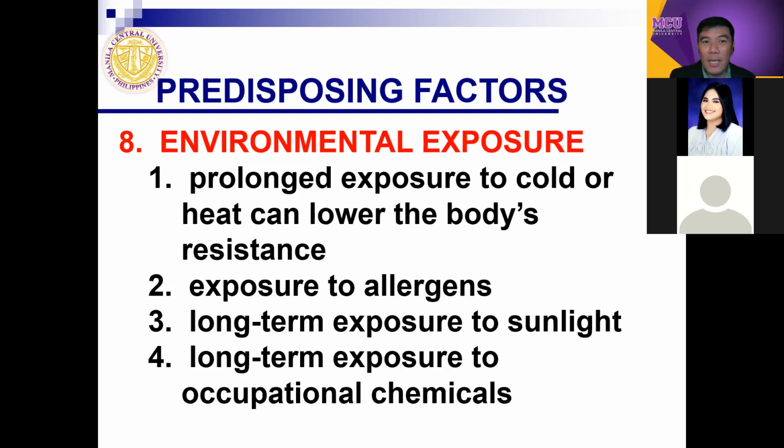Long-term exposure to sunlight, environmental ito because of the UV light that may cause a problem with the integumentary system. At long-term exposure to occupational chemicals, environmental kasi pwedeng respiratory yung problem. So these are environmental. Predisposed sila to respiratory problem, integumentary, respiratory, and the circulatory system.